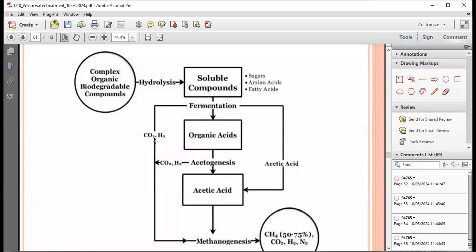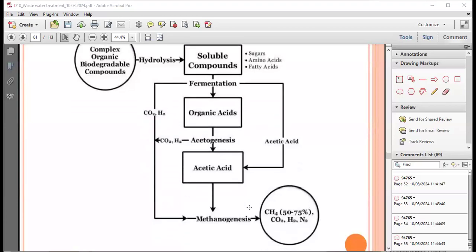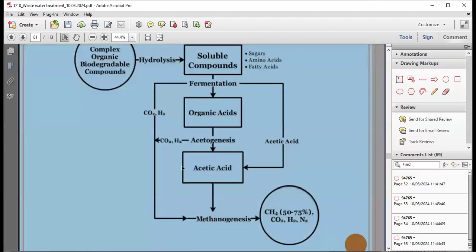CO2, H2, acetogenesis, acetic acid, and so on. Methanogenesis: CH4 gas, CO2 is the reaction.